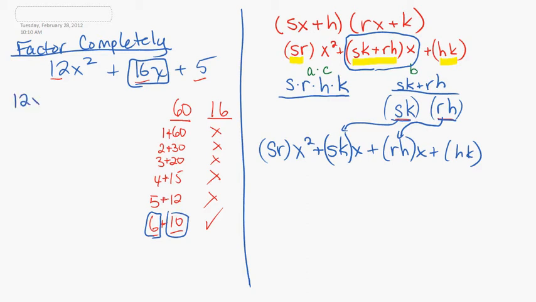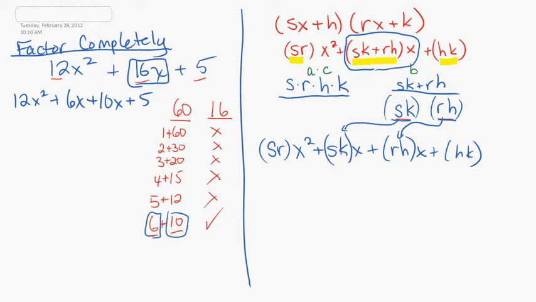So now I'm going to break my 16x up into 6x and 10x, both positive. So I get 12x squared plus 6x plus 10x plus 5. The order that I write that doesn't matter. In fact, I'm going to write it in that order this time, and then I'm going to do this exact same problem in a different order and show you why, in the general case and the specific case, you will get the same answer.